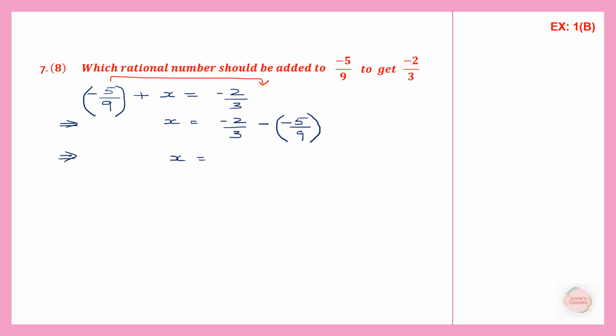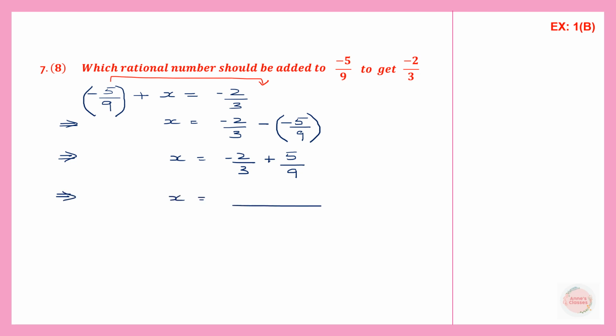X is equal to minus 2 by 3. Now here we have minus, minus into minus is plus. So that becomes plus 5 by 9. Now we can work this out. So here X is equal to minus 2 by 3 plus 5 by 9.